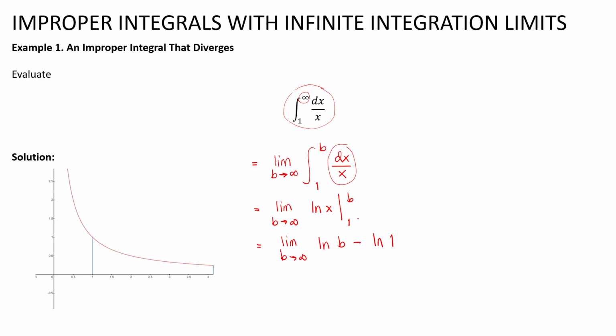Right? So I think ln of 1 is equal to 0. So ln of 1 is equal to 0. So what is left is just the limit of b approaches infinity, ln of b. And then you apply this particular format. And so as ln of b, b approaches infinity. So what will be the answer?